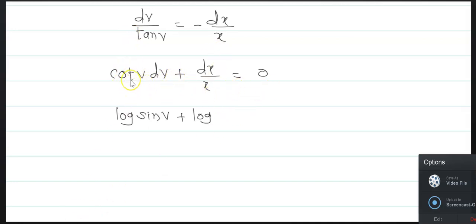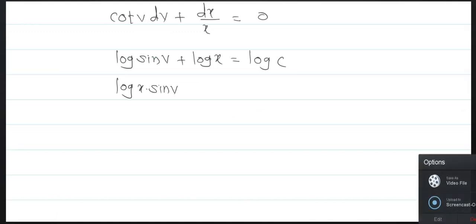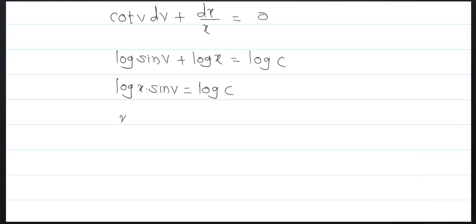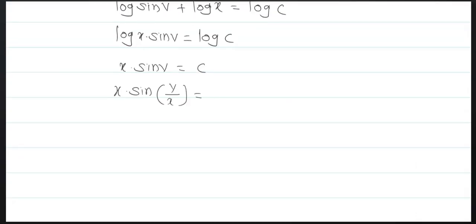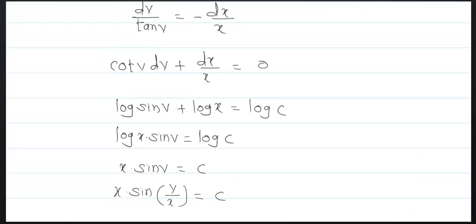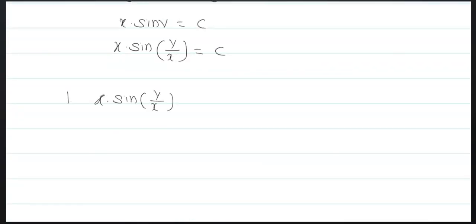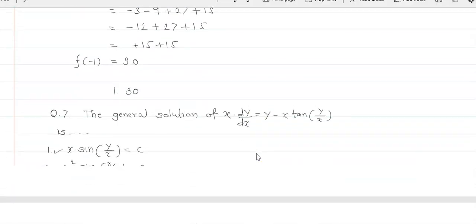Integrate on both sides. The integration of cot x is log of sin x. Log of x equals log of c, because all are in the form of logarithm. Therefore we write here log of c. Again, by using the rules of logarithm, log of x sine of v equals log of c. Therefore x sine of v equals c. Substituting the value of v, x sine of y upon x equals c. Therefore, option 1 is the correct one. Then we will see the total solution of this.